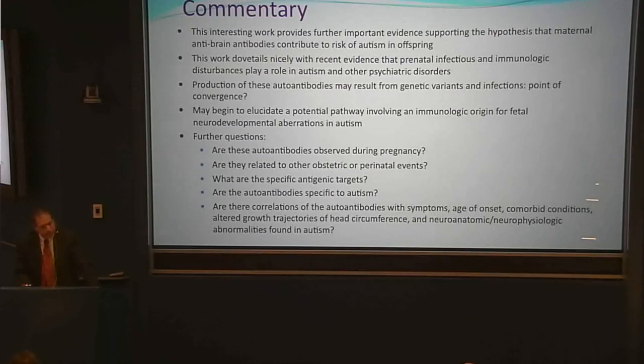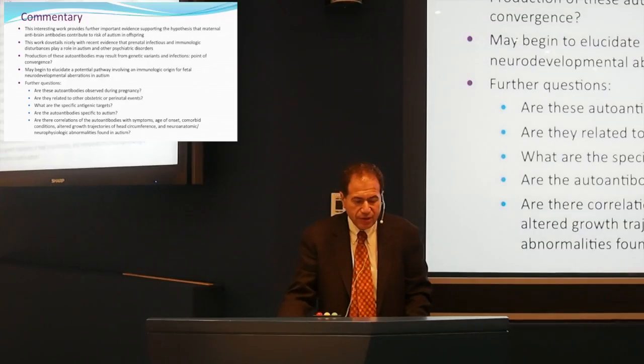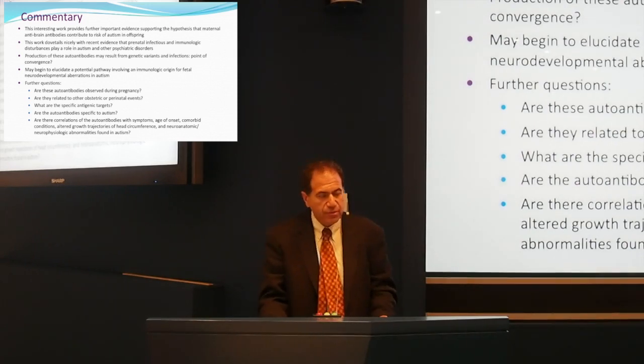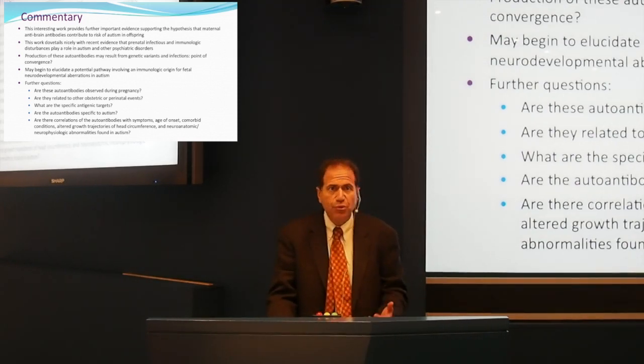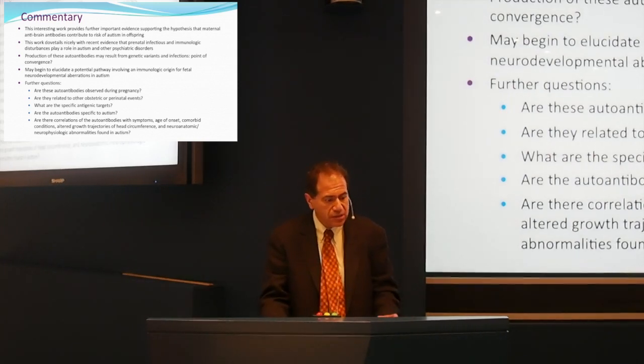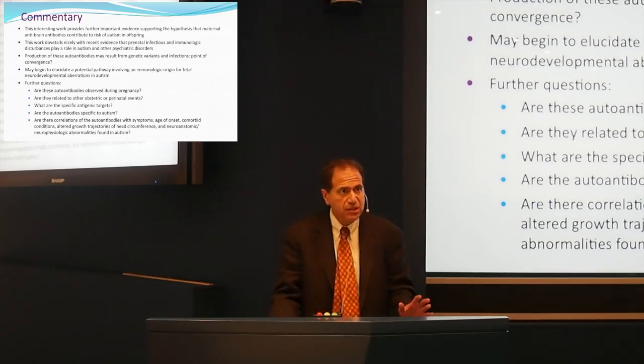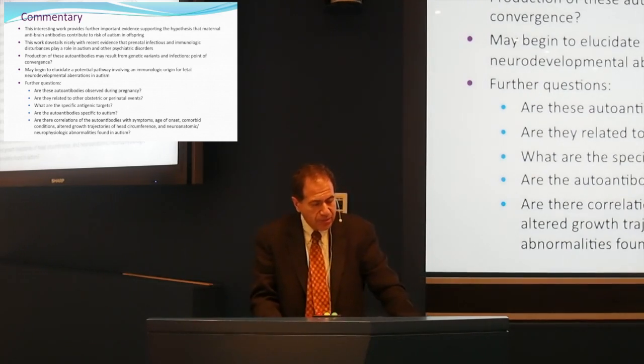So this work, I think, dovetails very nicely as well with the work that I've been doing for a number of years on prenatal infectious and immune disturbances in autism and other psychiatric disorders. What I find particularly interesting is that the production of these autoantibodies may result both from genetic variants, as Betty was alluding to, and also from infections. So this may represent an interesting point of convergence between genetic and environmental factors, which is, I think, just what this field needs, as well as the fields of schizophrenia and other psychiatric disorders. And it may begin to elucidate a potential pathway mechanistically that Betty is more expert in than I am.